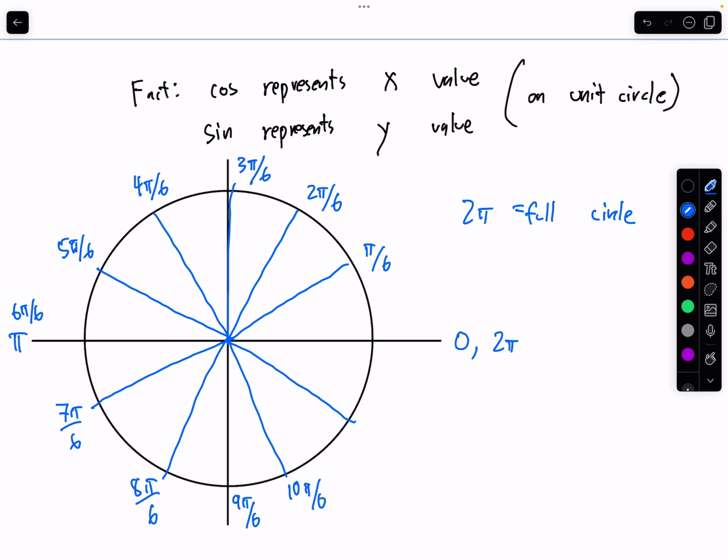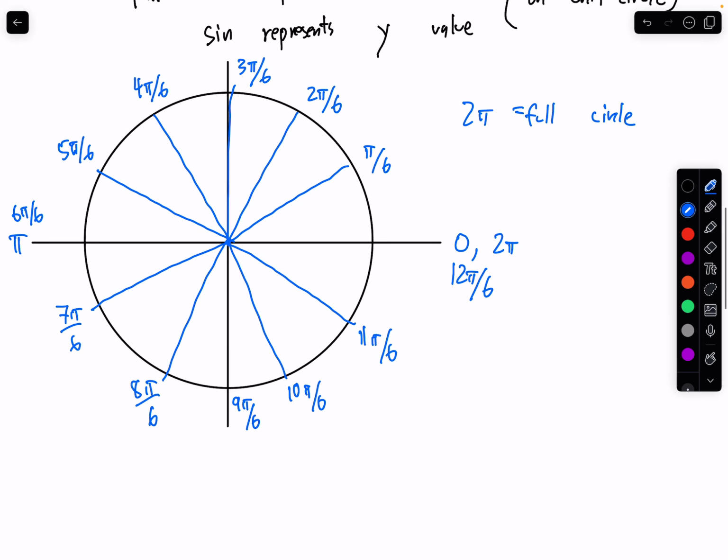10 pi over 6, 11 pi over 6. And this can also be thought of as 2 pi over 6. I'm sorry, 12 pi over 6. Okay, so if you want any of the sine or cosine at any of those values, then you can just count how many you are around to find the position you're at. And then now once you know where you're at, let's talk about how you do those calculations.